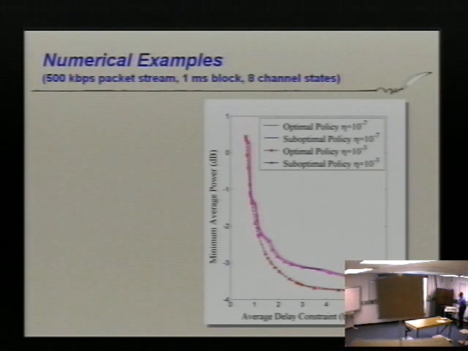Here we can find that the pink one is the suboptimal policy and the red one is the optimum policy. And we can find that the difference between the minimum average power of the suboptimal policy and the optimum policy is less than 0.5 dB. It suggests that the suboptimal policy can work pretty well to save energy. Another thing we observe is that even though we relax the packet loss constraint from 10 to the minus 7 to 10 to the minus 3, not much energy can be conserved.